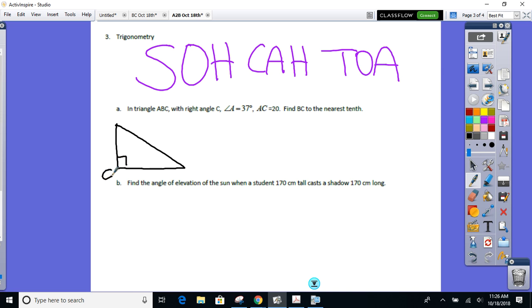Angle C is the right angle again. Angle A is 37 degrees. AC is 20. Find BC to the nearest tenth. Quick question before we begin. We started this day off by using Pythagorean Theorem. Why is that not an option here? It is a right angle.